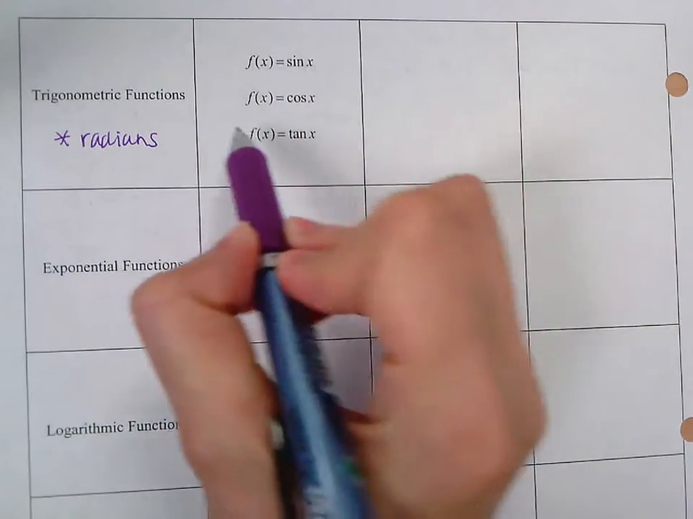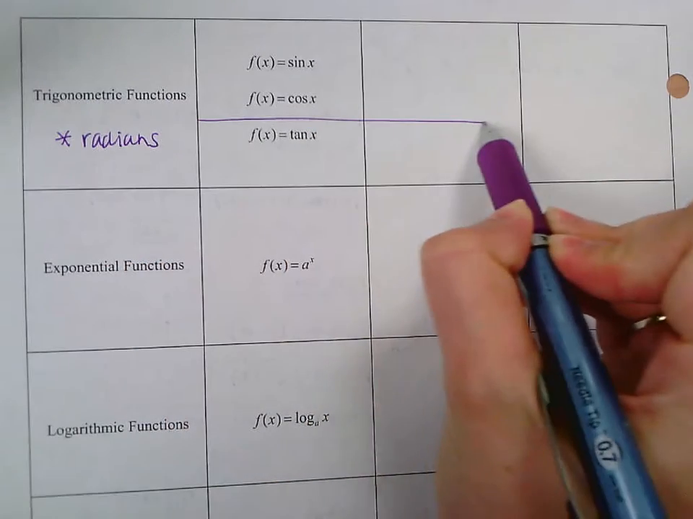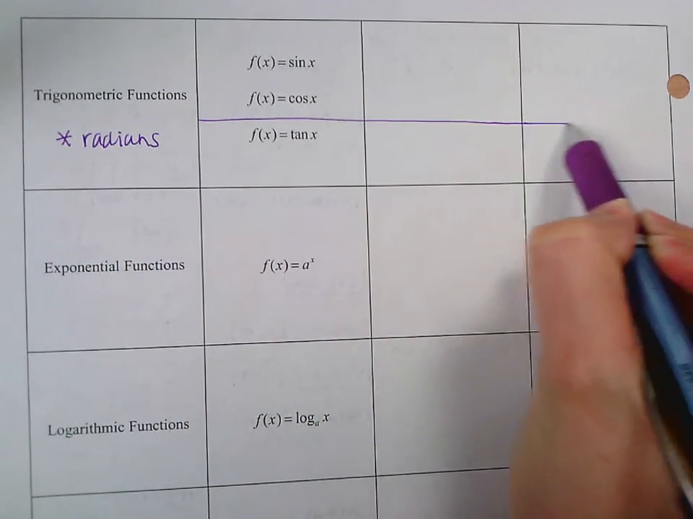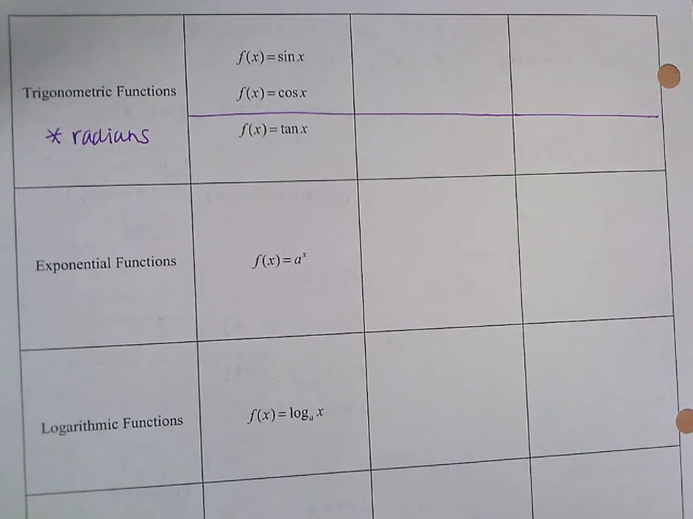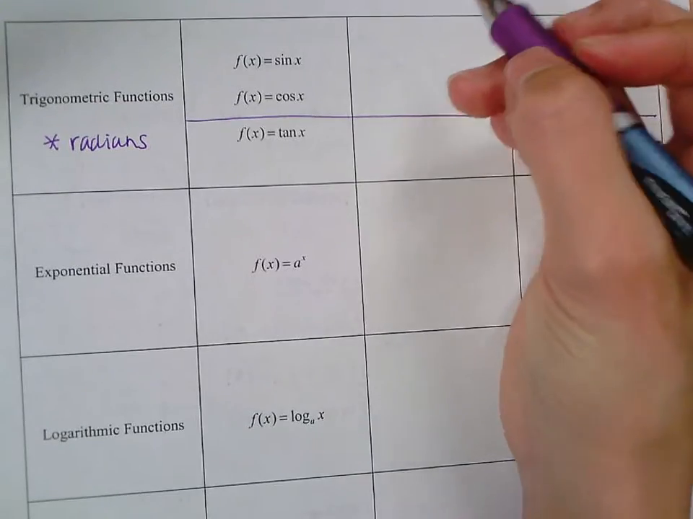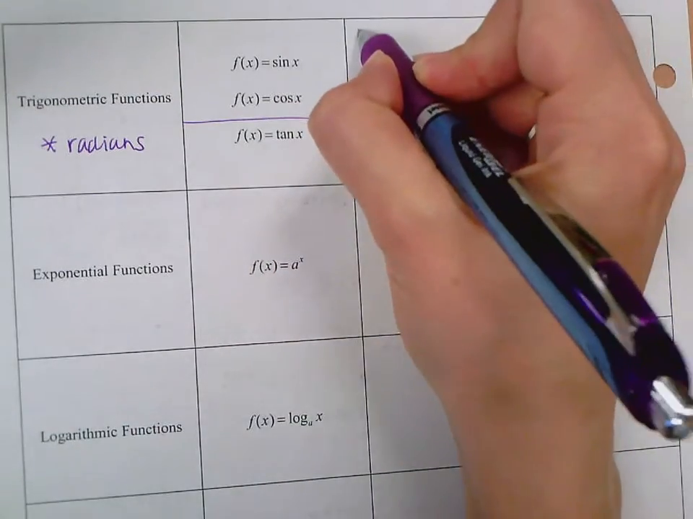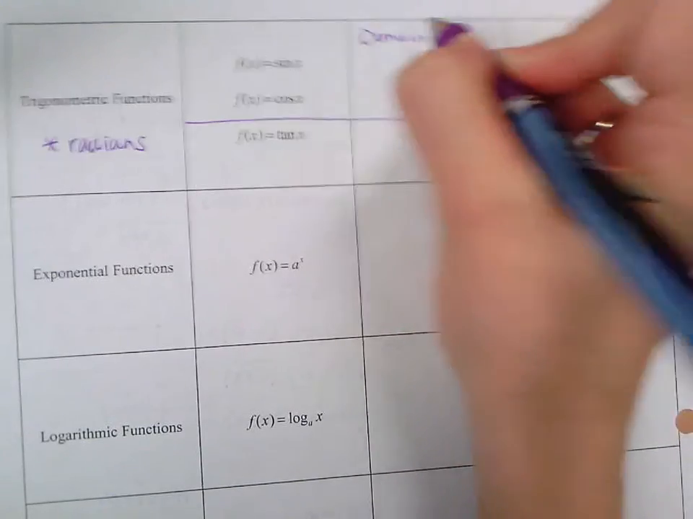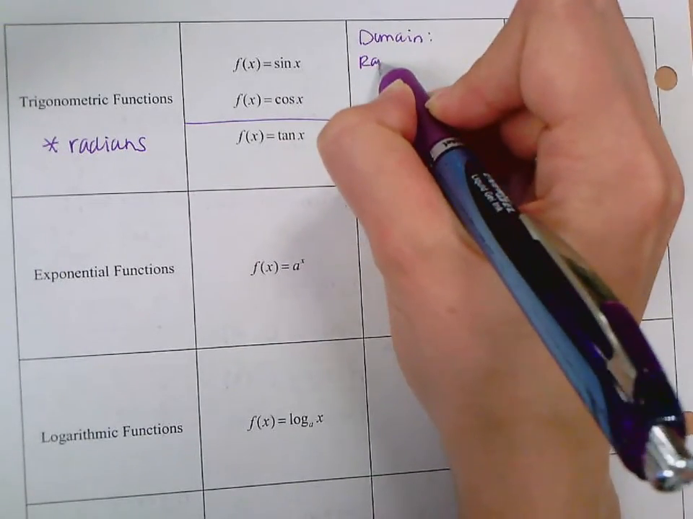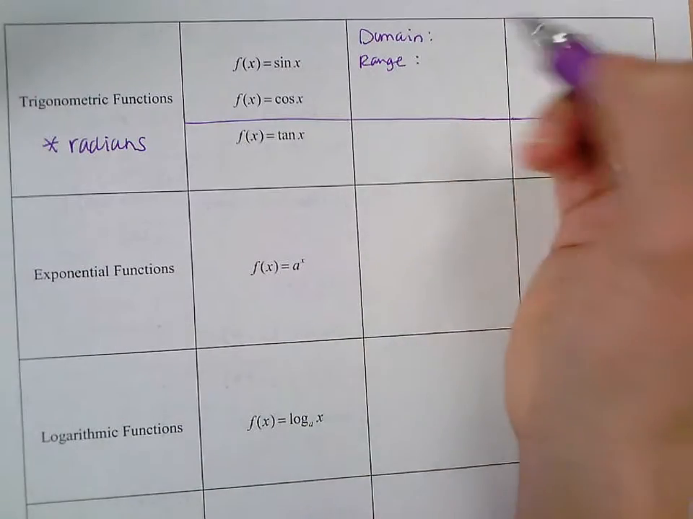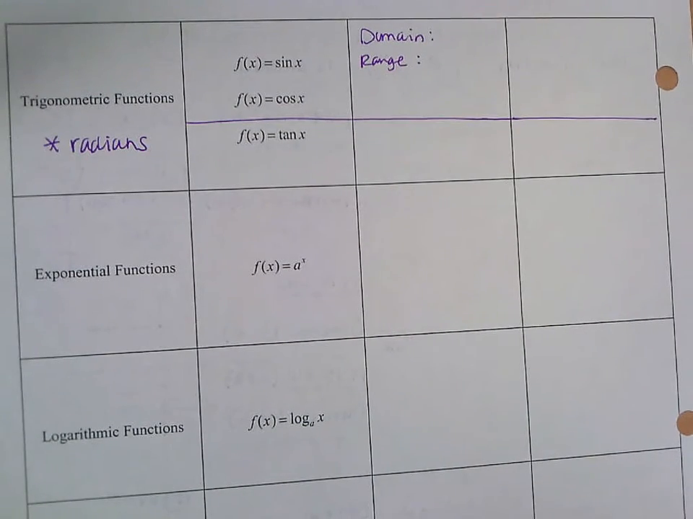I'm going to split this. So we can look at sine and cosine, they fit more closely together. They're very similar. Tangent is different. So sine and cosine, they both have, again, as long as there's no transformations happening, they both have the same domain and range. What's the domain for sine and cosine?